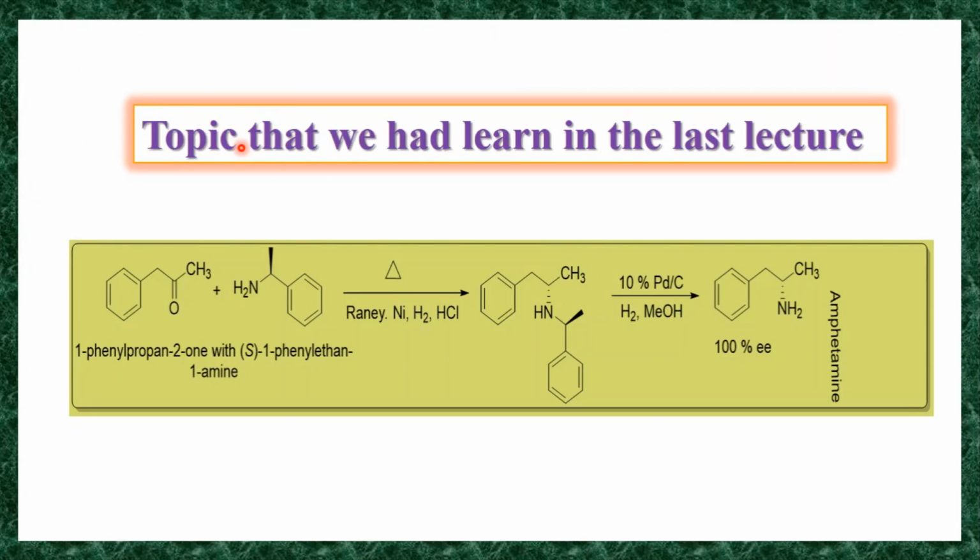Before starting that, this is the topic that we had learned in the last lecture, that is asymmetric synthesis of amphetamine. The synthesis of amphetamine starts with phenylacetone in presence of chiral amine. When this is heated, formation of Schiff base takes place. Then reduction of the Schiff base gives this compound. Then simple hydrogenolysis gives 100% enantiomeric excess amphetamine. This is the topic that we had covered in the last lecture.